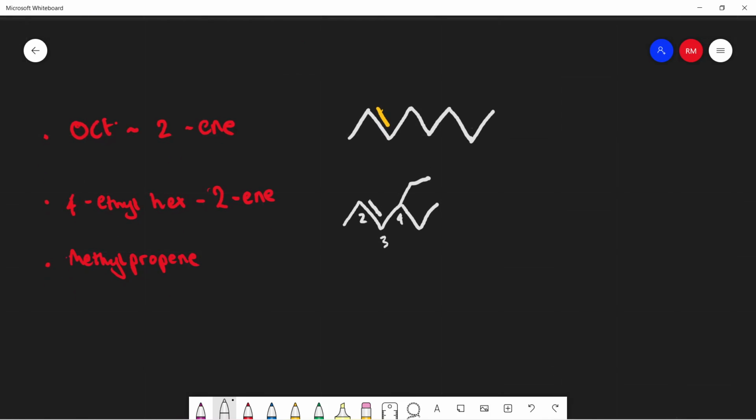Methylpropene, well, if we draw our 3 carbons, typically with propene the methyl has to be on this middle carbon, otherwise you make butene. So we're going to put our methyl up here. And with propene, you could have done your double bond here, this side, or this side. Either one is fine.